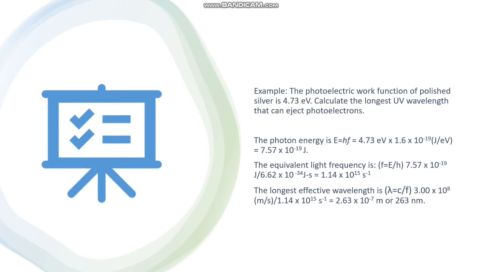In the example, first we converted the electron volt to joule, then we found the frequency from the energy formula and calculated the wavelength.